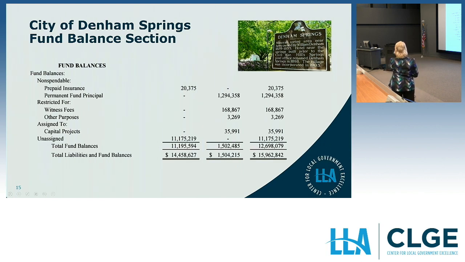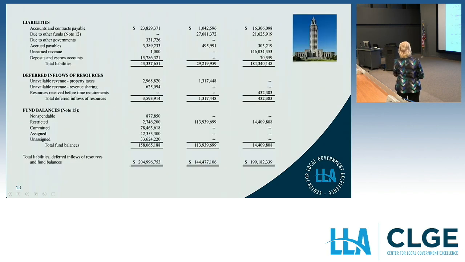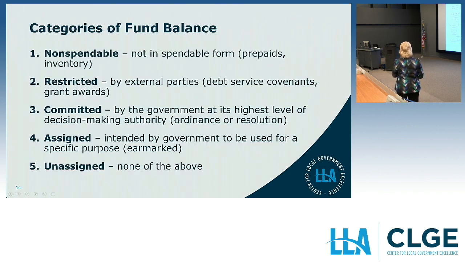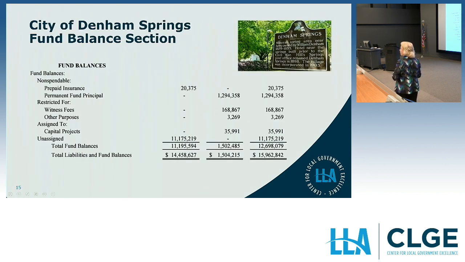Okay, so you don't have to. You could see in Baton Rouge, they just put non-spendable, restricted, committed, but Denham Springs said, no, we're going to put on the face of the financial statement what it's for. So if it's not on, this is called the face of the financial statement, then it's going to be in the notes, what it's restricted for. Is that not cool? So now it tells the reader what's going on with your equity.